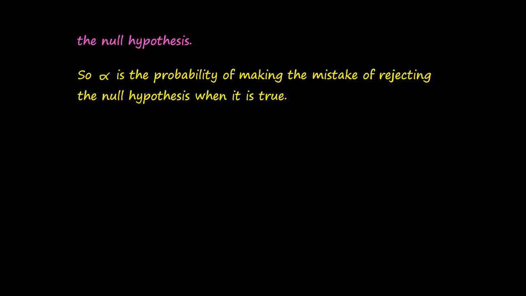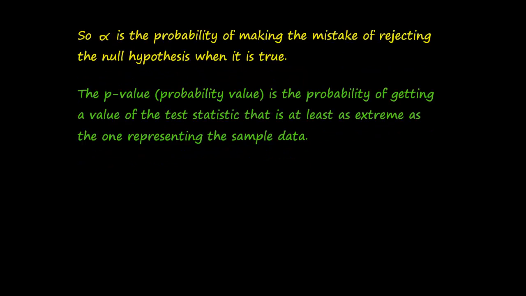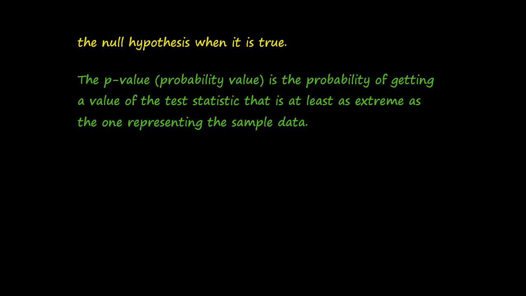Now let's look at the p-value. The p-value, or probability value, is the probability of getting a value of the test statistic that is at least as extreme as the one representing the sample data. So recall, you get your sample, and we did this in a previous video. I had a p-hat and I calculated a test statistic, and so this is the probability of getting a value of the test statistic that's at least as extreme as that one. So we'll go back to that example and talk about the p-value and critical value, the significance level with that example.